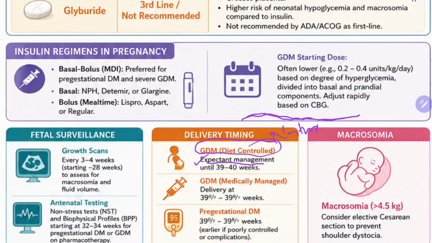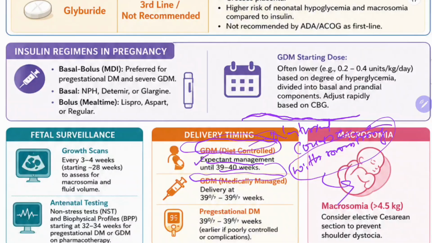Expectant management is nothing but you will allow the pregnancy to pass through a natural course with monitoring. So that is expectant management. If on monitoring you detect something, you will alter your decision. So a diet controlled GDM should have expectant management until 39 to 40 weeks.